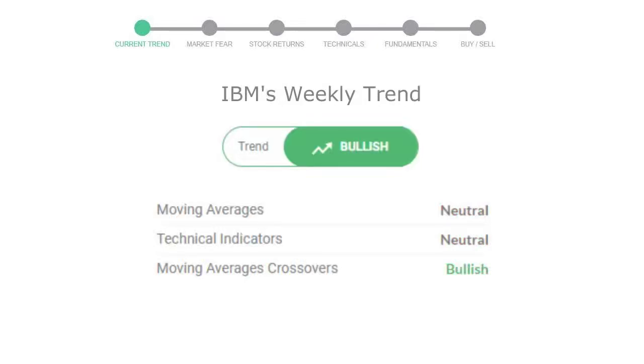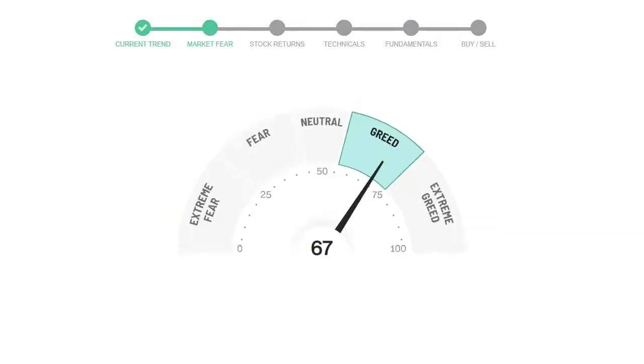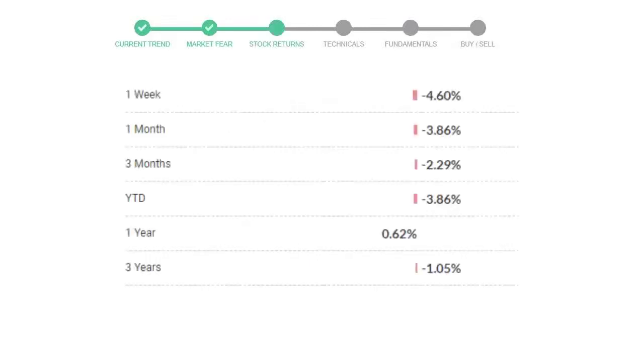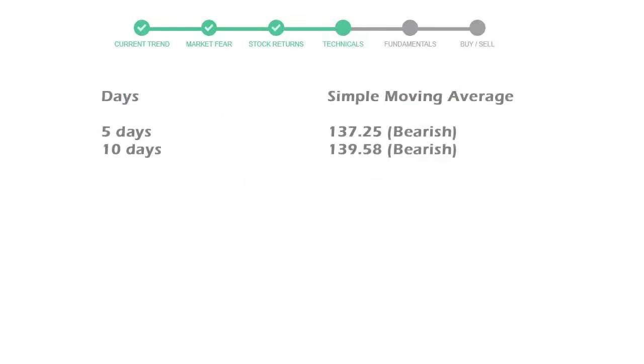Today's market fear and greed index is 67, which is indicating greedy emotion in the public sentiment. We usually look at this indicator to make our buy or sell decisions better. IBM gave negative 4.60% returns in the last week, negative 3.86% in the last 30 days, and 3 months' returns are negative 2.29%.